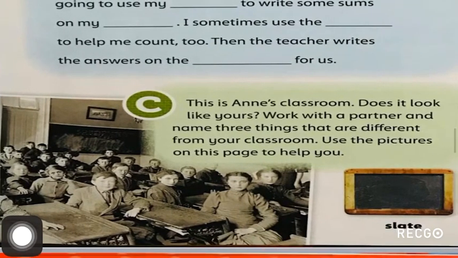Now this exercise number C says that you need to have a partner with you and you will be discussing this picture. You will be comparing this picture with your classroom and writing 3 points which are different from your classroom.